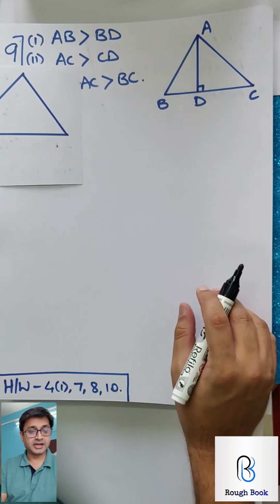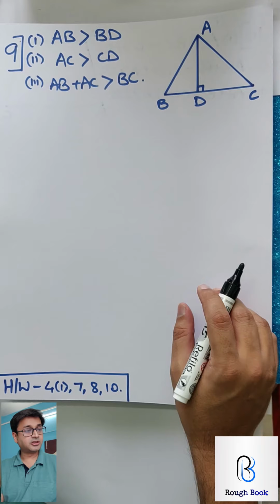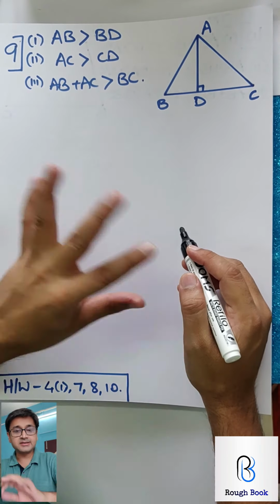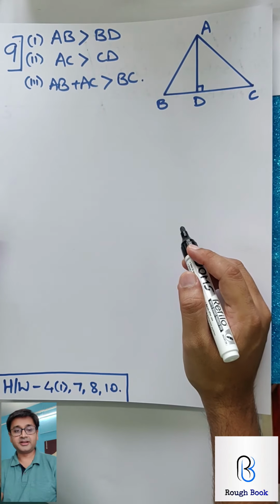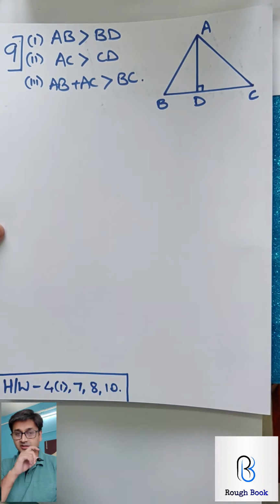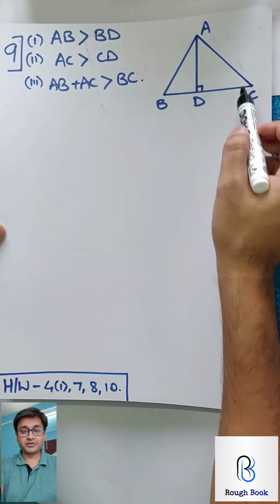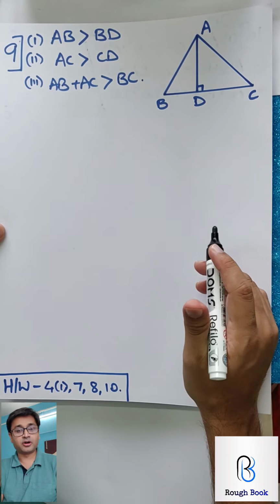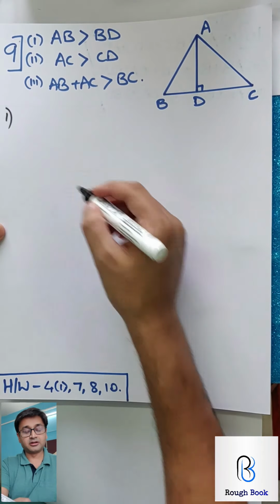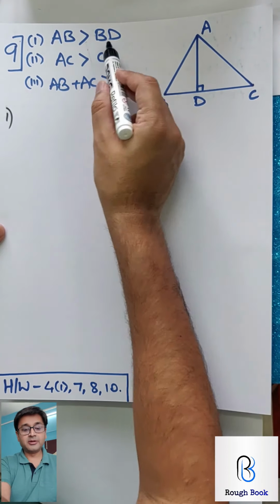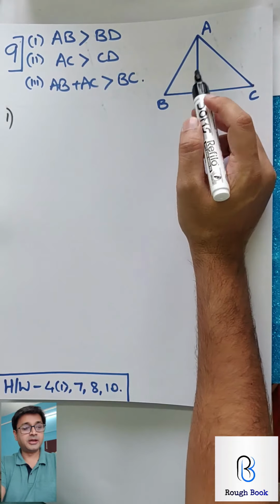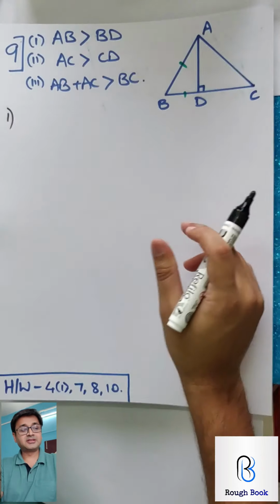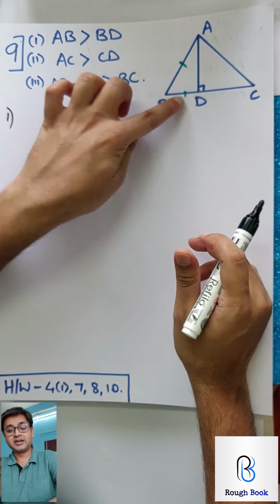Next, sum number 9. This is your triangle. This is one of the easiest sums, so just try it. I'll give you the start. If something is a hypotenuse, you don't have to prove, you can directly say since it's hypotenuse, it's greater. So AB greater than BD. AB is the hypotenuse, so automatically this is greater.